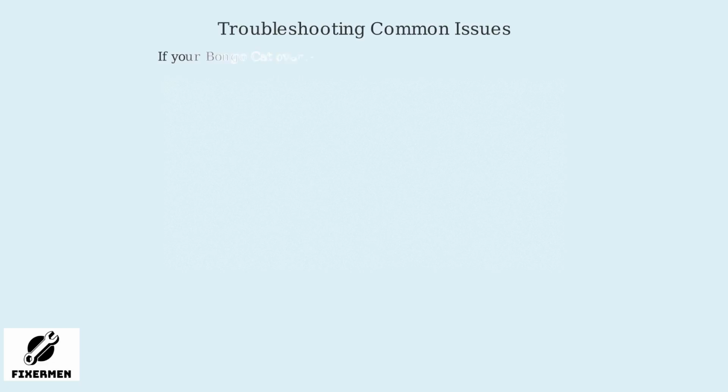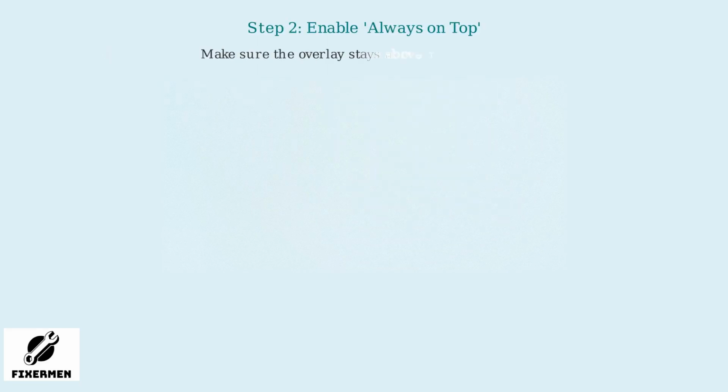If you're experiencing issues with your Bongo Cat overlay, such as it not being transparent or lagging in performance, try these troubleshooting steps. First, ensure your graphics drivers are up to date. Open Device Manager, right-click your display adapter, and select Update Driver to enable proper transparency rendering. Check that the Always on Top setting is enabled for your overlay. In PowerToys or similar tools, toggle this option to keep the Bongo Cat visible over other applications.